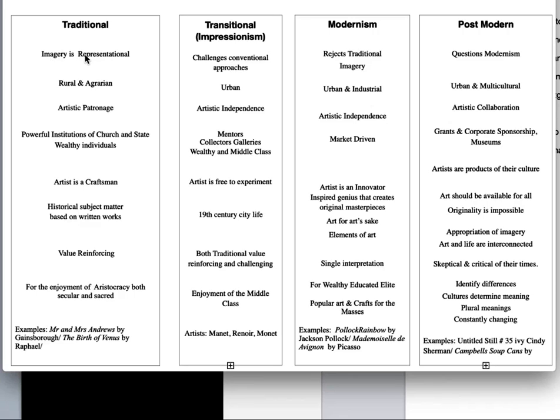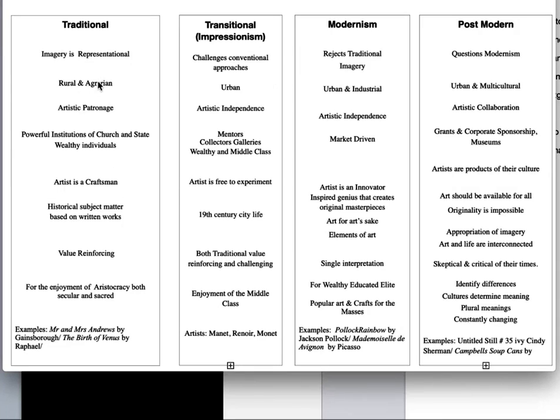So traditional art periods, they represent imagery naturalistically. It's very representational. And as we move to Impressionism, they kind of challenge that approach, even though they keep aspects of it. And then by the time we get to Modernism, they totally reject this idea that imagery has to be either recognizable or painted or created in a traditional manner. So then also the social political landscape is different.